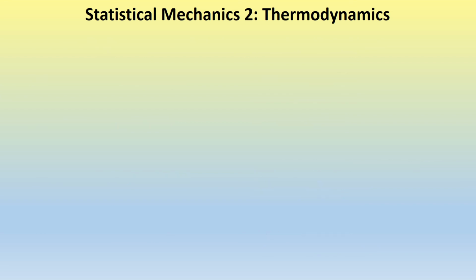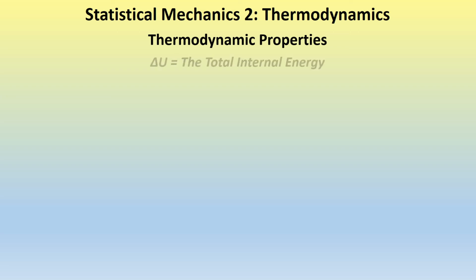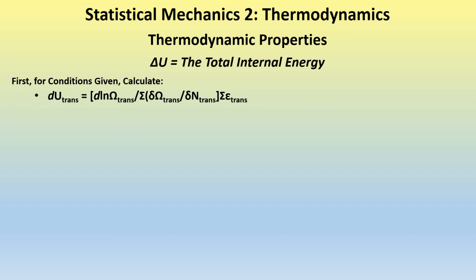Therefore, if we wish to record a thermodynamic property, the following would apply. For example, if we want to look at delta U, the total internal energy, the first property examined in pchem 1, first, you have the equipartition of energy, which means for the conditions given, one must calculate the change in the translational energy, which is equal to the change in the log of omega translational divided by the sum of the change of all the logs of all of the sigma translationals over the change in n times the sum of all the translational energy.